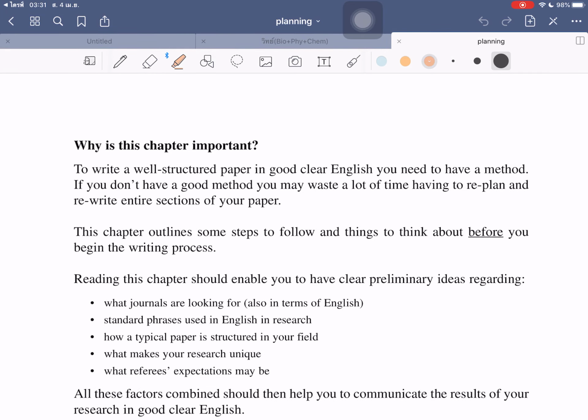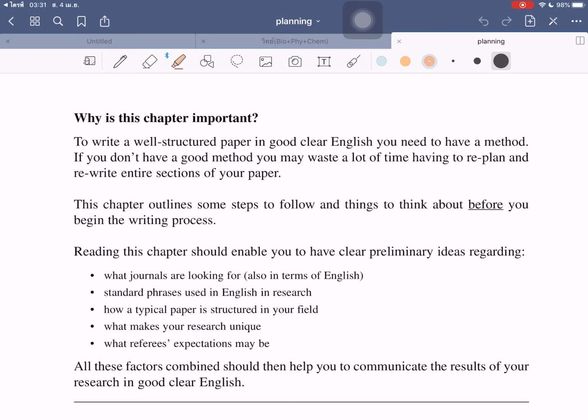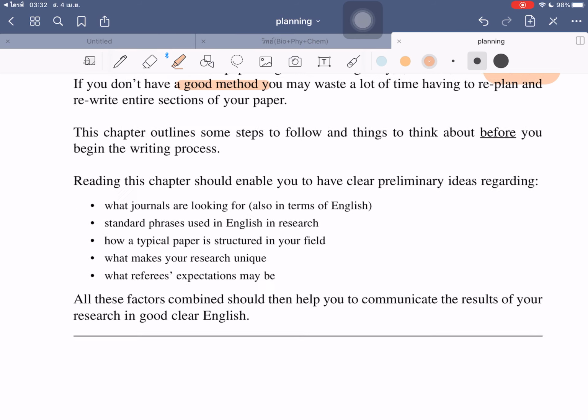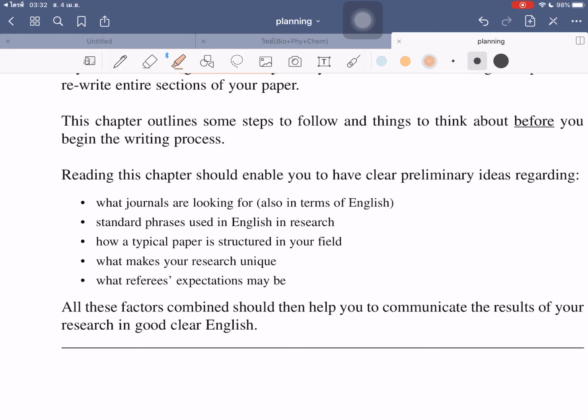So in this chapter, it is about how you can write papers in English, especially the research paper. We talk about the method of writing papers, and I will tell you about a good method you can use when you're writing papers. The thing you need to keep in mind when writing a paper is the steps to follow, and think about two things before you begin the writing process.